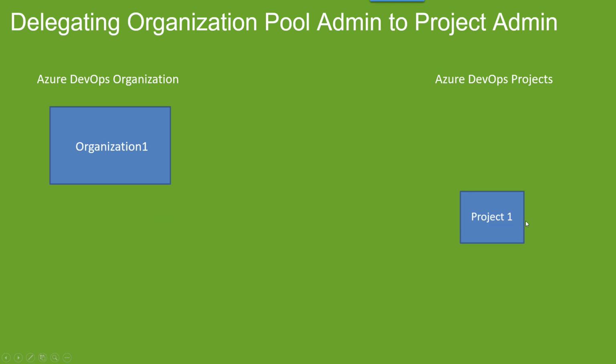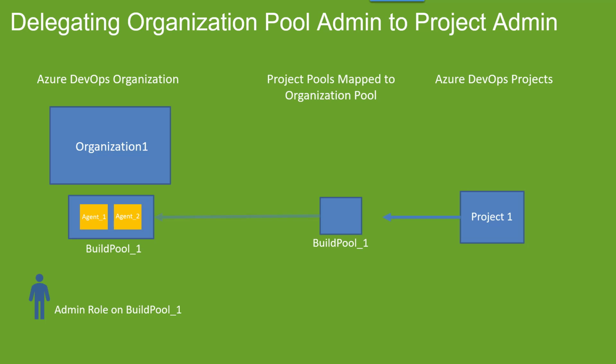Okay, let's see how we are going to delegate organization pool admin to a project admin. As we explained, now I am the organization admin. So first, I will create the build pool on the organization level. And I will add the project admin in the admin role on this build pool. Once I add him or her in this role, they can install the agent on this build pool. After they install the agent, they go to the project and start creating a project pool which maps to this build pool, and they can use it.